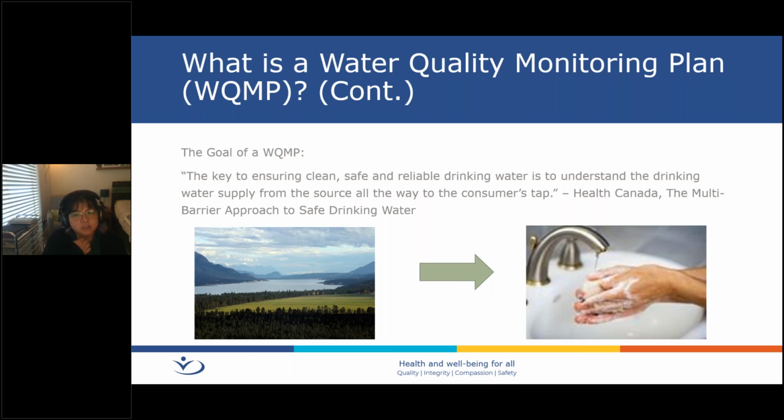So as mentioned earlier, in the multi-barrier approach, the key to ensuring clean, safe, and reliable drinking water is to understand the drinking water supply from source to tap. And this is also the same goal for a water quality monitoring plan. So when you're developing a water quality monitoring plan, think source to tap, what should be included in the plan, from the source through to the tap.